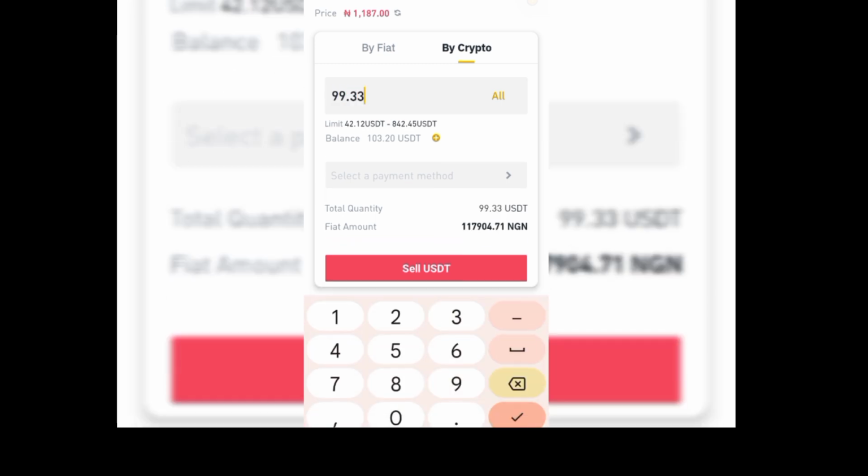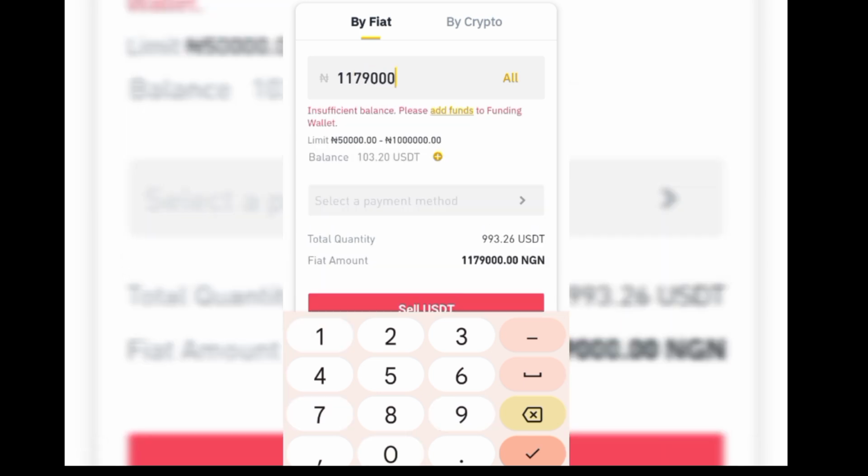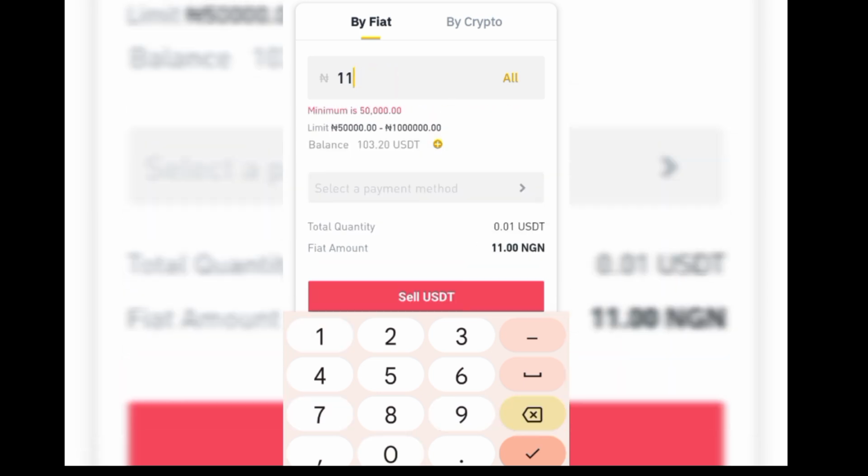So you can see the total quantity, and then we have 117,904, but I don't want that amount. I want aggregate amount, like I want something that will total it up. So I change it to 118. Then I select a payment method.